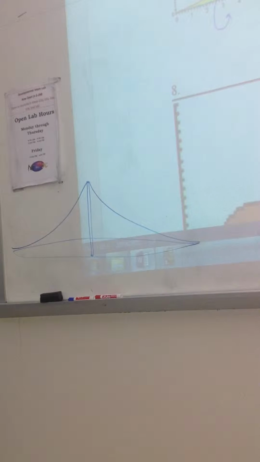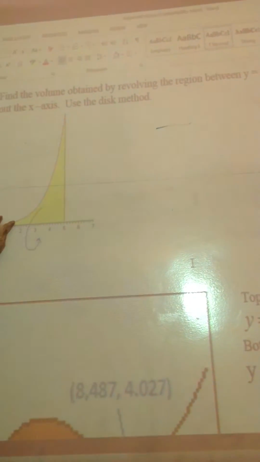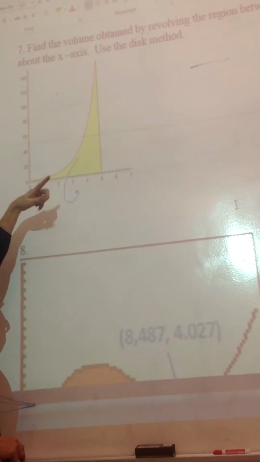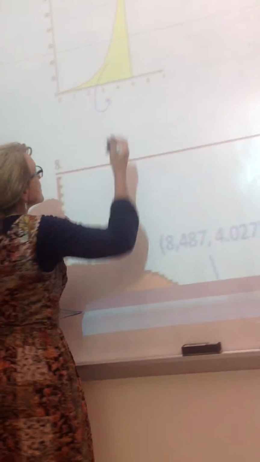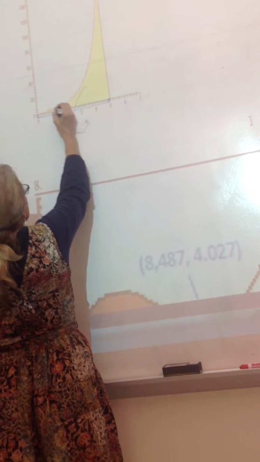Because it says that we're going to take the region defined by y equals e to the x, that's the red curve on the top, x equals 5, that's the black line on the right, and y equals 1. Because e to the x values get pretty big, it's a little hard to tell, but there's a little green line here that's y equals 1, and that's what carves out the little straw.